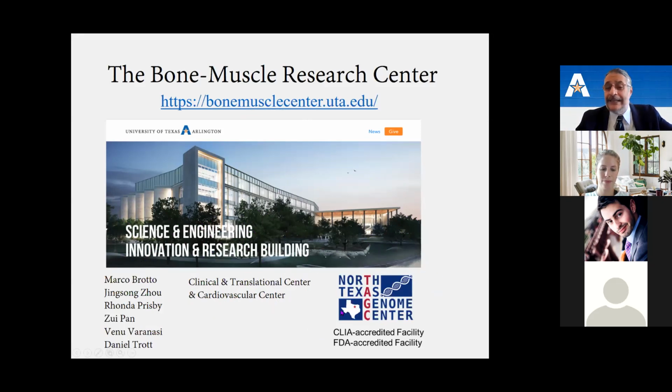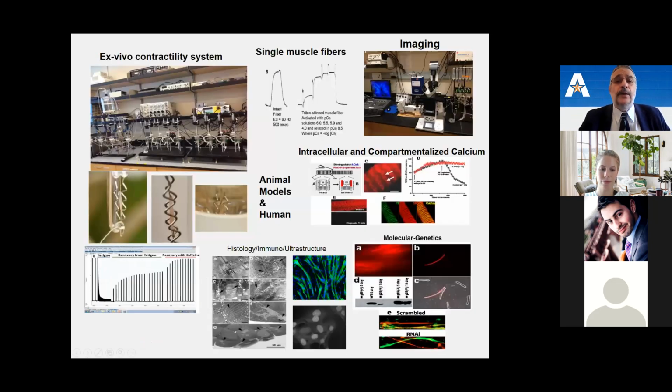And we also have a CLIA and FDA accredited genome center in our facility, which is just incredible, because that facilitates, of course, the genomic analysis of clinical samples. We have a lot of capacity for functional analysis all the way to the single muscle fiber level. We have a lot of capacity for imaging, for muscle contractility experiments, of course, molecular genetics and ultrastructural analysis.